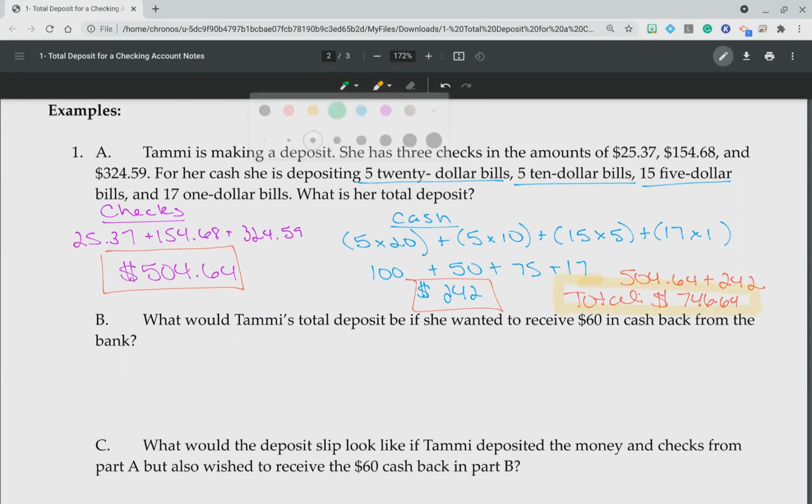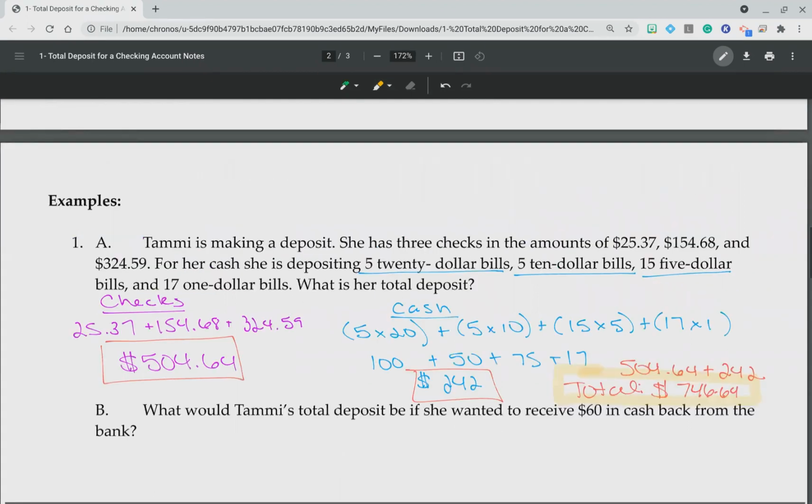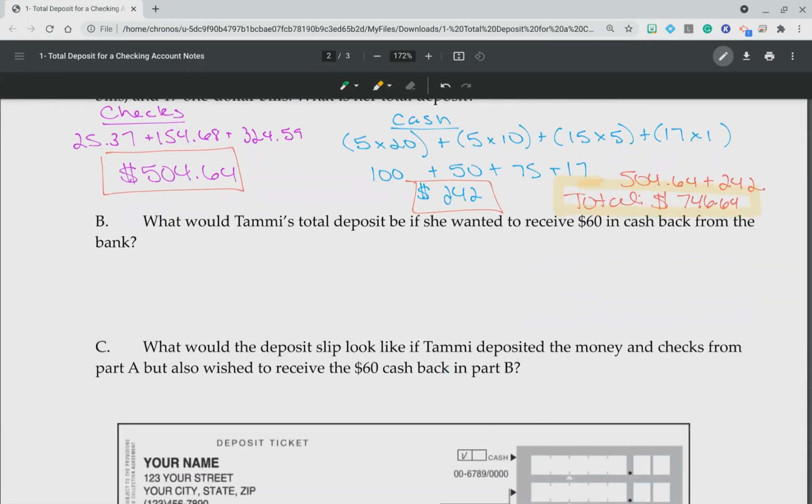Now it says, what would Tammy's total deposit be if she wanted to receive $60 in cash back? Her total deposit is $746.64, but she's going to keep some of that money. She's going to keep $60 of it in her pocket. So I'm just going to subtract that $60 from my total. Therefore, she is now only depositing $686.64.